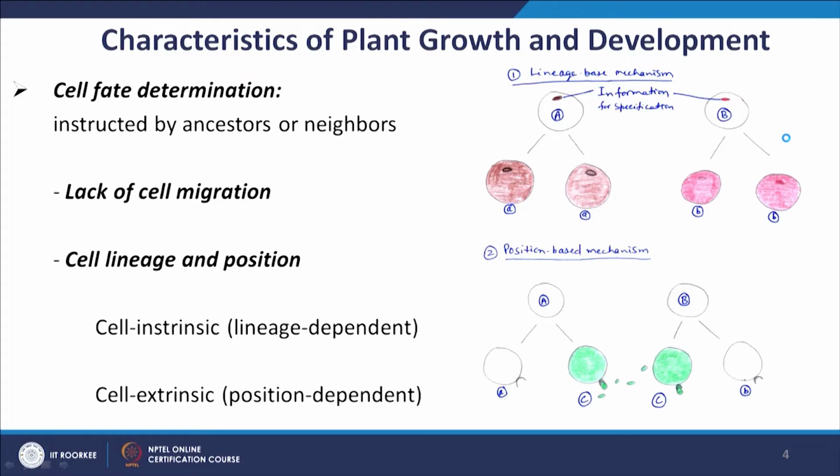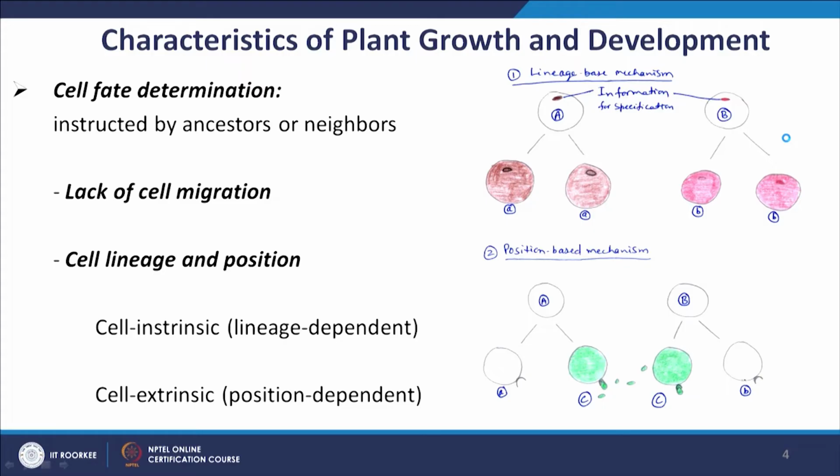But in case of plants, you will realize that there is some mechanism of lineage dependent development, but it is very restricted, and the major developmental fate is defined by a position dependent mechanism, which means that the cell fate is determined mostly by the neighboring cells, the cell next to it, not entirely by the ancestors. This is important because in plants, cell migration does not occur.